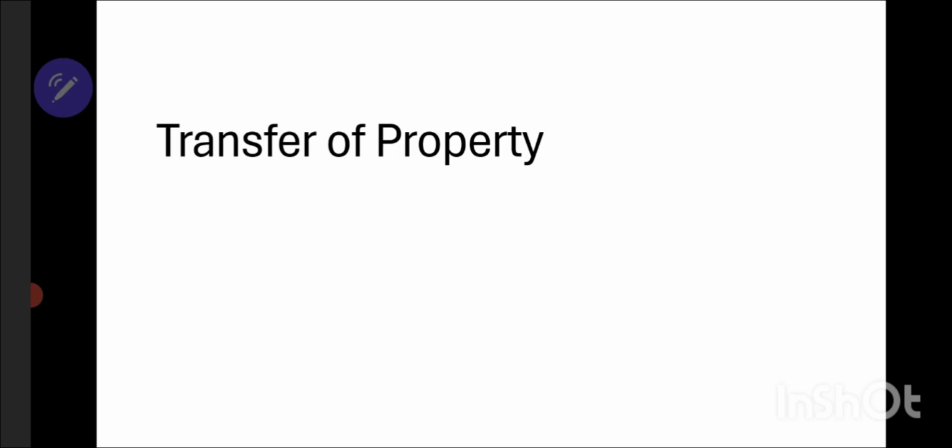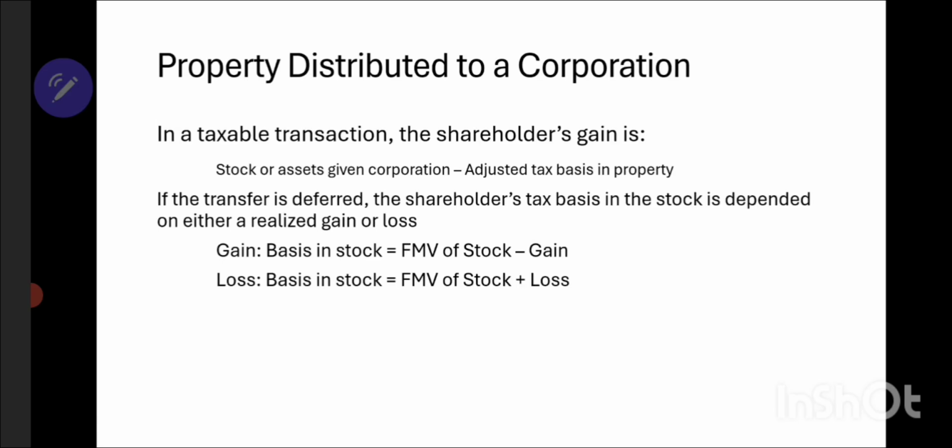Let's get into first the transfer of property. Property distributed to a corporation. So this is when a shareholder distributes property to a corporation. In a taxable transaction, the shareholder's gain is the stock or assets given from the corporation to the shareholder minus the adjusted tax basis in the property. That makes sense, right? Because the stock or assets given by the corporation should be the fair market value, if only property is being transferred to the corporation, of that property. And then minus our adjusted tax basis in the property. So this is what we already own in the property.